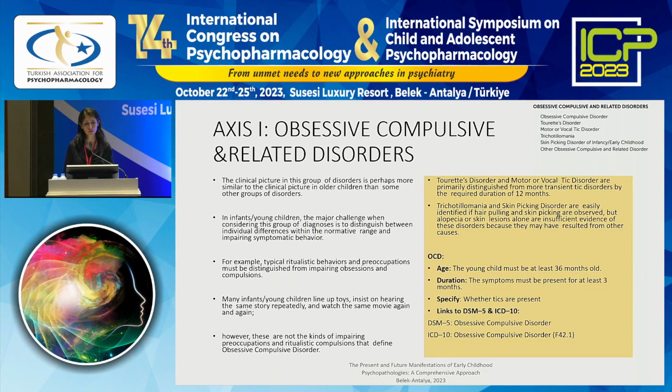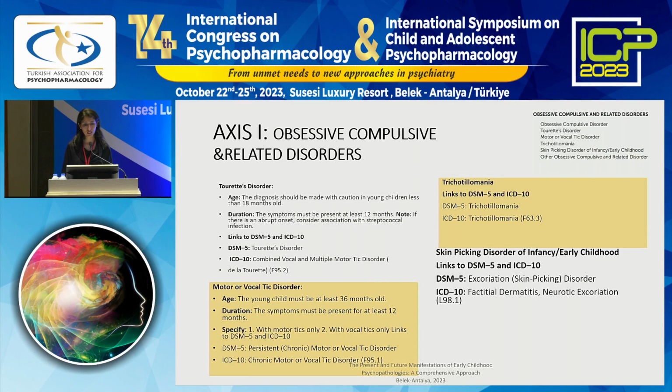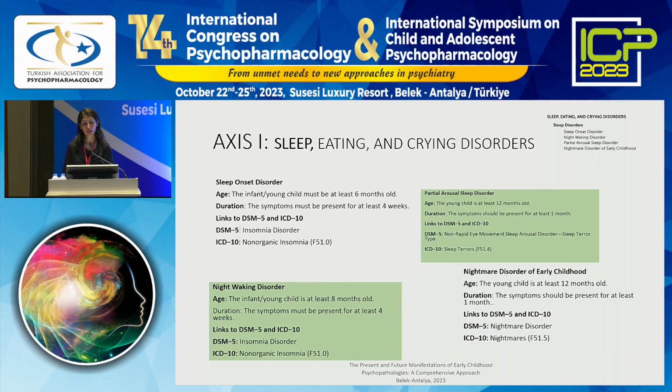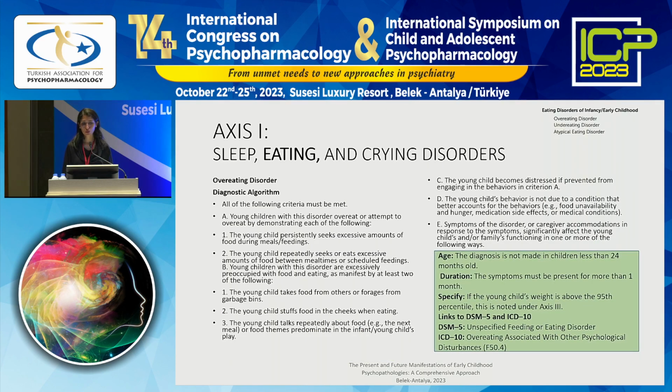Obsessive compulsive disorder. The symptoms are similar, but the presentation could be different. There could be some different ritualistic behaviors and preoccupations. It must be distinguished from impairing obsessions and compulsions. And there's again Tourette's disorder up to 18 months old. Then sleep onset disorder, sleep eating and crying disorder, and in eating disorder, overeating and undereating.